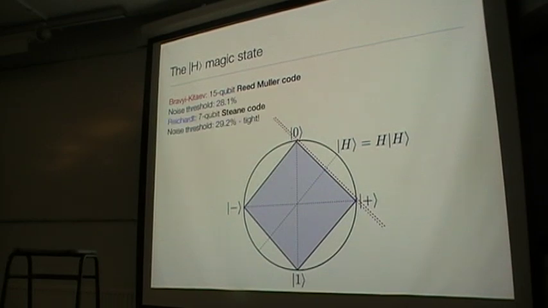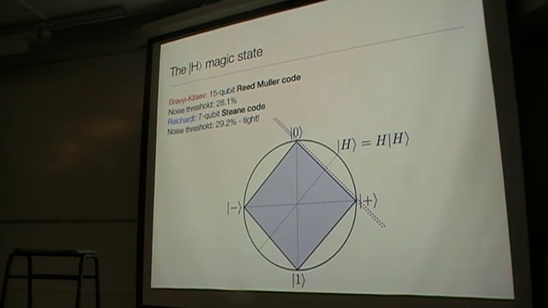Now, this work was then improved in the same year by Ben Reichard, who showed that by modifying the protocol slightly, so instead of using the 15-qubit Reed-Muller code, which Browne and Kitaev used, if you instead used the Steane code, the 7-qubit code, you actually achieve a threshold which is tight against the stabilizer boundary. So everything above this line can be distilled. Okay. And this is just one slice of the Bloch sphere.